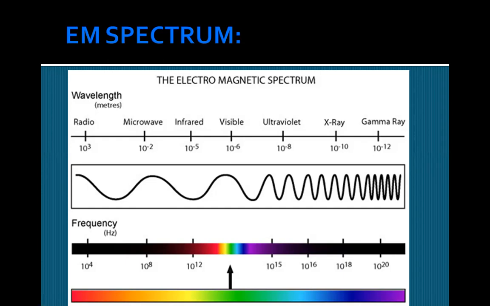So if the wavelength is decreasing, as you can see from radio waves it's 10 raised to power 3, and then microwaves 10 to the power -2, then -5, -6, -8, -10, then -12. The wavelength is decreasing, but the frequency is increasing from 10 raised to power 4 to 10 raised to power 20. What this electromagnetic spectrum shows us is that the length of the wave, the distance between two consecutive wavefronts, is going to be less. So the wavelength is decreasing. Whenever the wavelength is decreasing, the frequency is increasing.